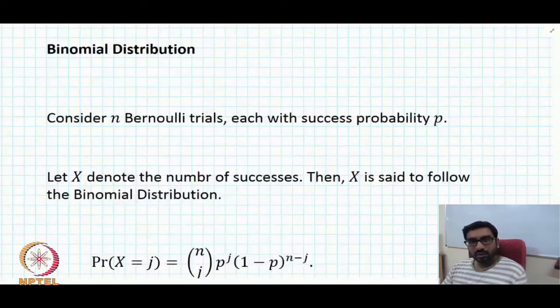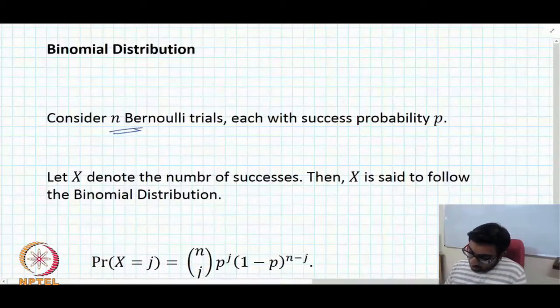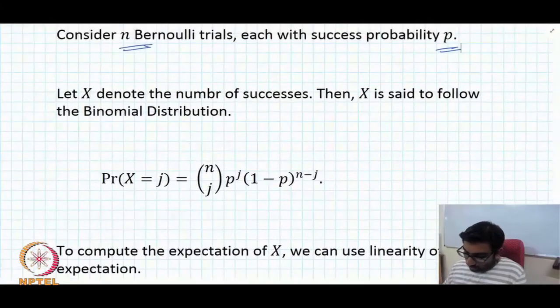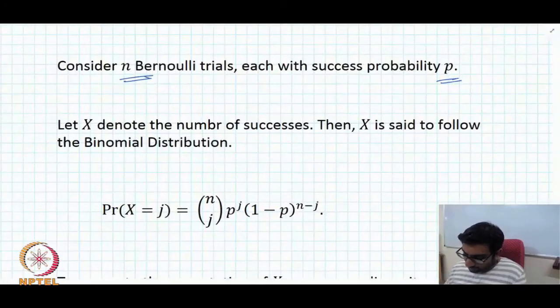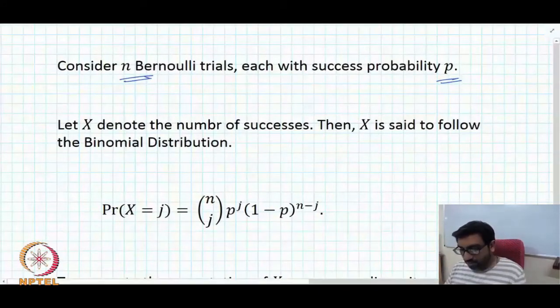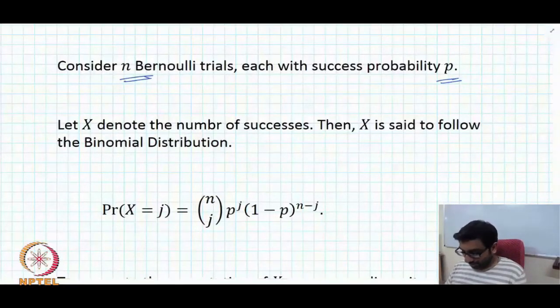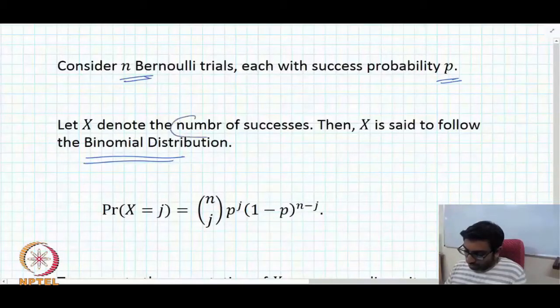So now that we have a handle on Bernoulli trials, Bernoulli random variables, and the expectation of such Bernoulli random variables, let's move on to the binomial distribution. In the binomial distribution, we have n Bernoulli trials, each with success probability P. And here our random variable X denotes the number of successes that we see in those n Bernoulli trials. Such a random variable is said to follow the binomial distribution. It basically gives you the number of successes.